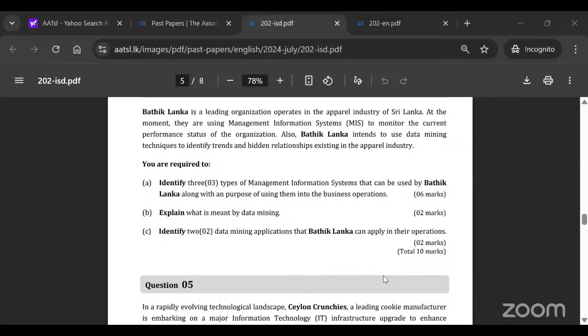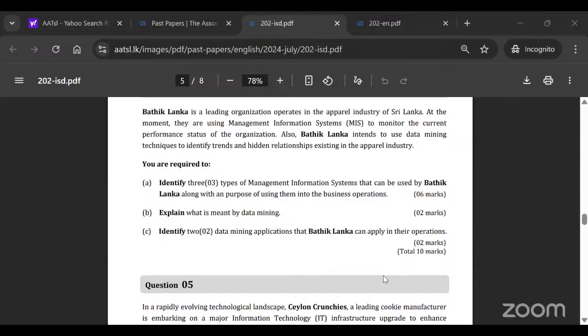Explain what is meant by data mining. Mining means we are finding something valuable we can't find on the surface of the earth. Data mining, at its normal process, we are generating information. In data mining, we are trying to find something more valuable from the data set, right? That is not just routine data processing, right?